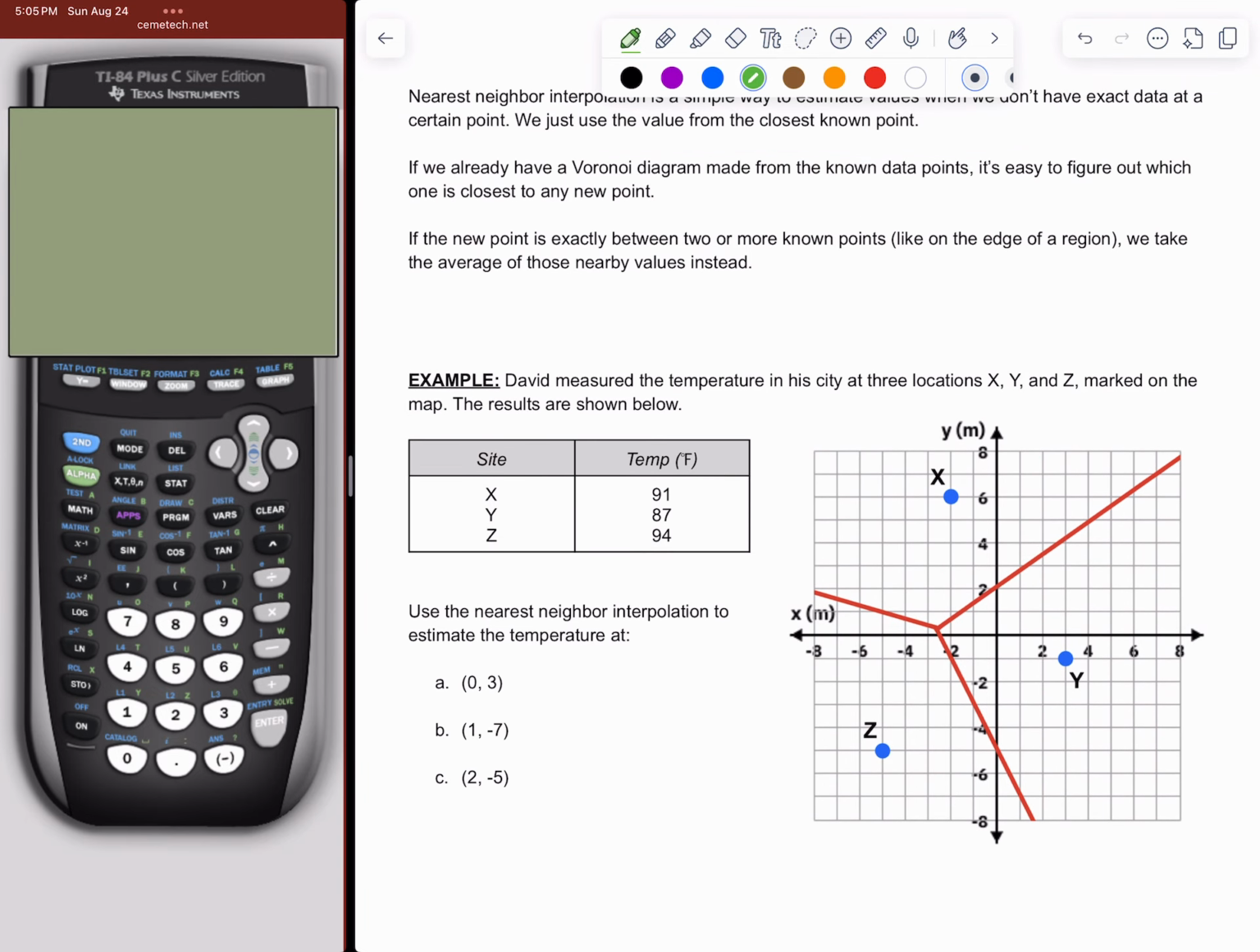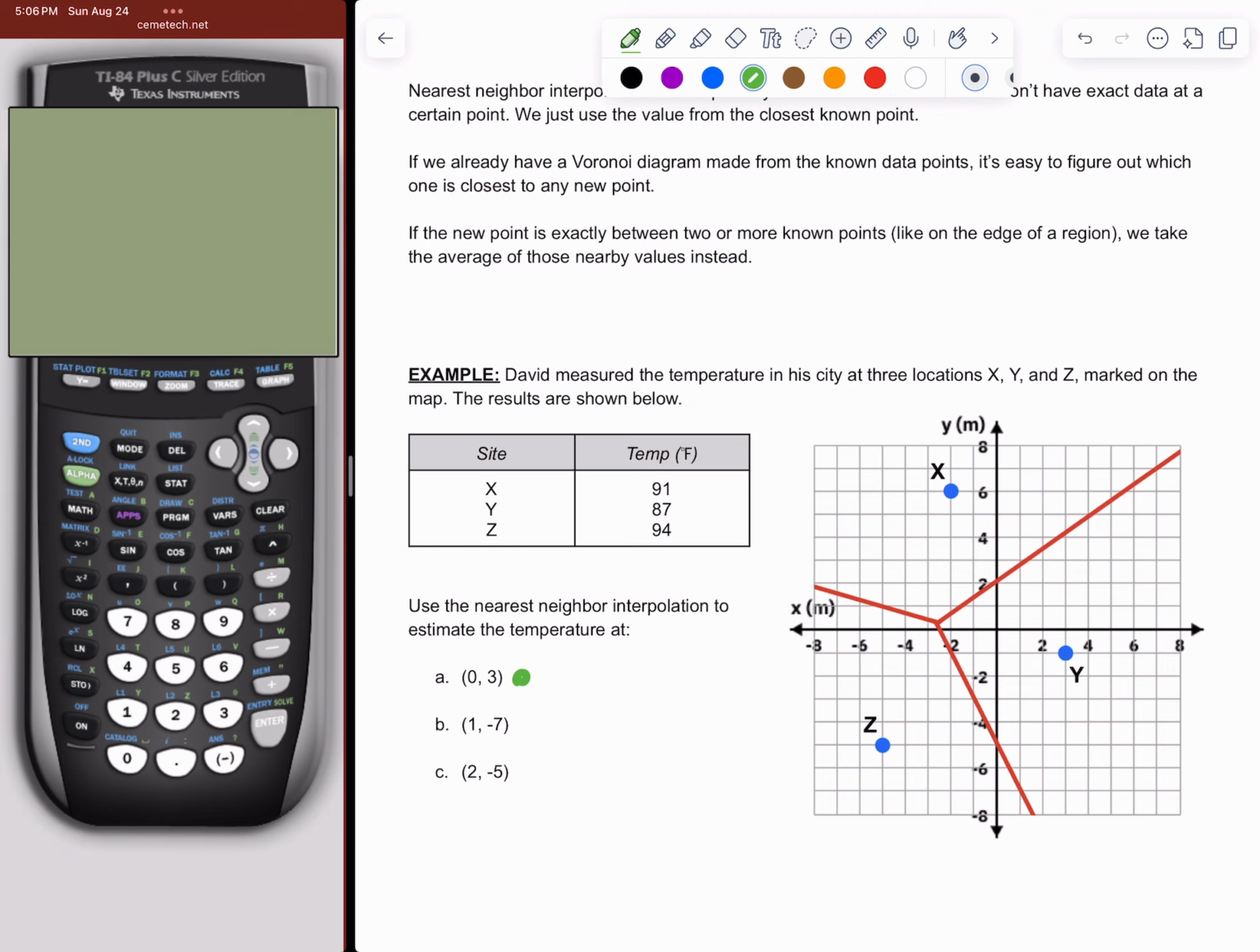This example says David measured the temperature in his city at three locations X, Y, and Z, which are marked on the map. The results are shown below. Site X has a temperature of 91 degrees Fahrenheit, site Y has a temperature of 87 degrees, and site Z has a temperature of 94 degrees. It says to use nearest neighbor interpolation to estimate the temperature at (0, 3). That's the first point.